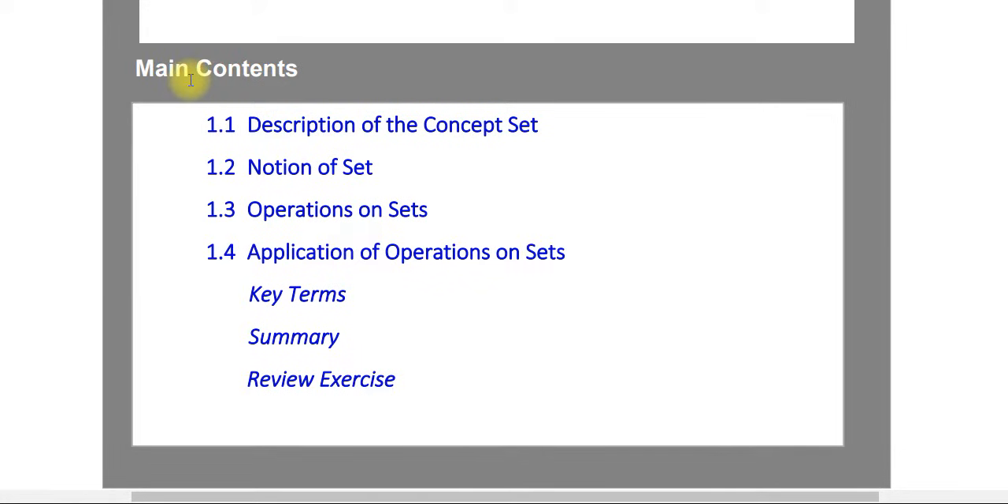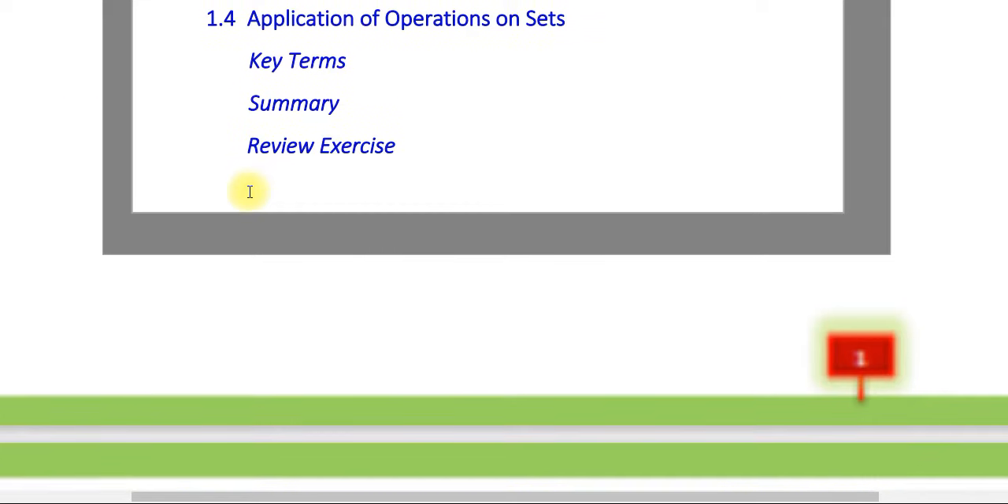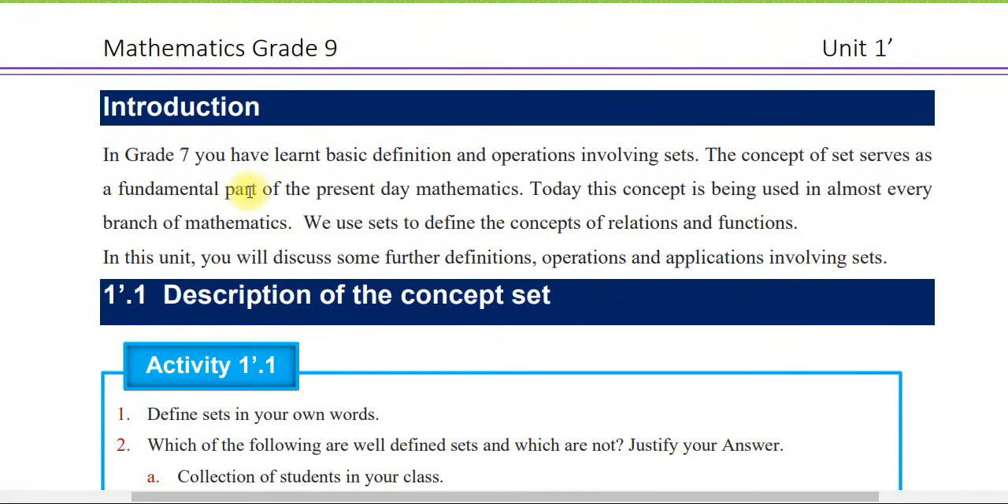So there are some main contents in this unit. The first one is a description of the concept of set. Next, notion of set, and then operation on set, and finally application of operation on sets የሚሉ ወደ አራት የሚደርሱ ሜን ቶፒኮች ወይም ሜን ኮንተንቶች ይኖሩናል ማለት ነው። So as an introduction, it said that in grade 7 you have learned a basic definition and operation involving sets.